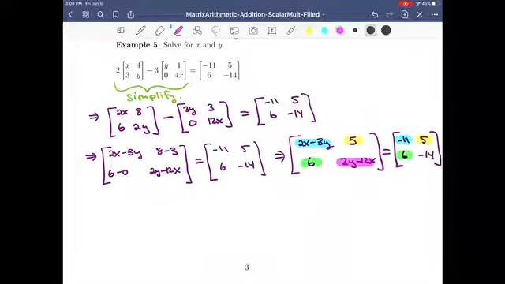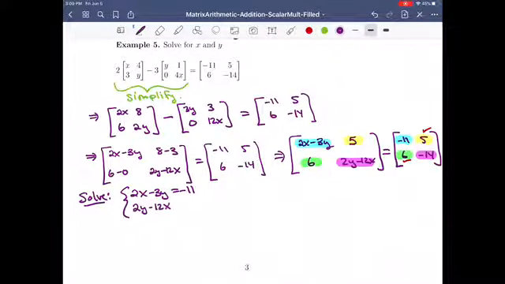Now some of them are immediately equal. The 5 and the 5 are the same, the 6 and the 6 are the same. So the yellow and the green things are fine. So what we need to do is solve the system of equations 2x minus 3y equals negative 11, and 2y minus 12x is equal to negative 14. So we want to find x and y that satisfy those equations.